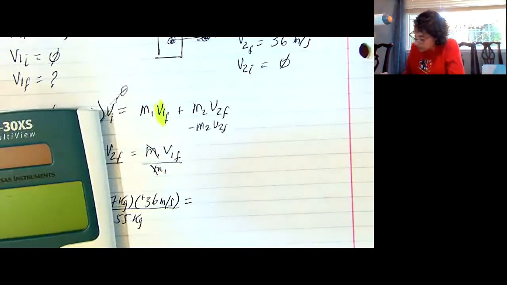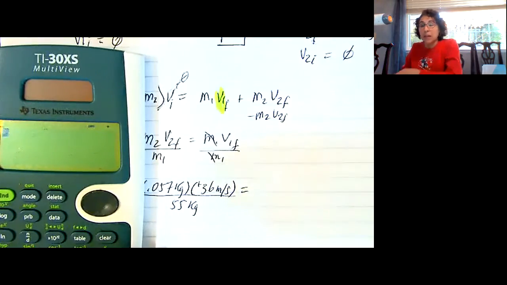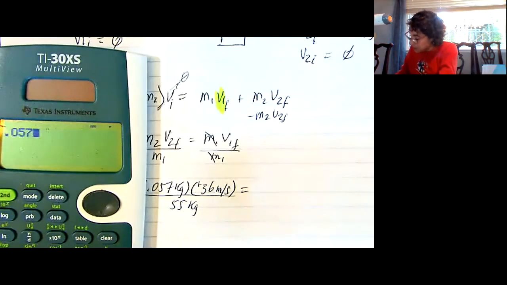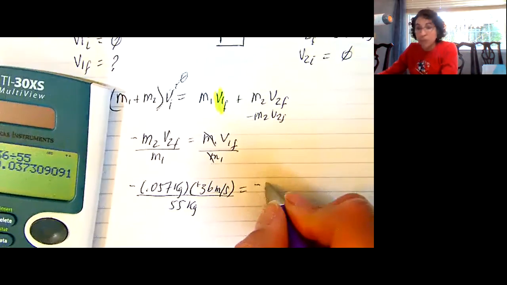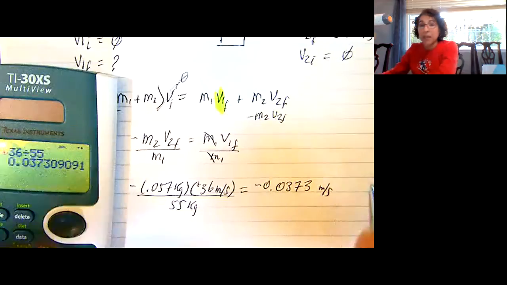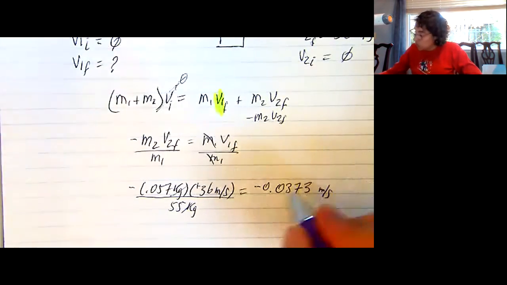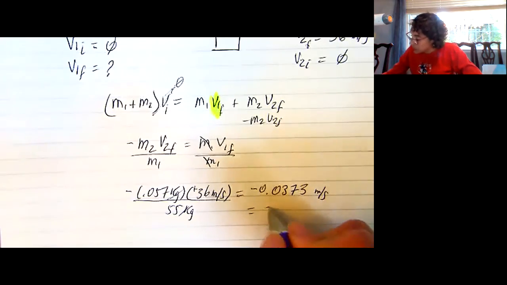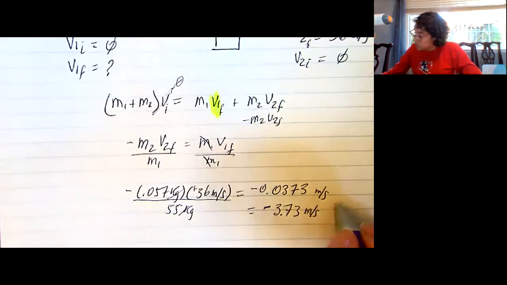Using my calculator, 0.057 times 36 divided by 55. I end up with a negative 0.0373 meters per second because the kilograms cancel out. Using scientific notation, minus 0.373 meters per second. It's negative, which means it's to the left.